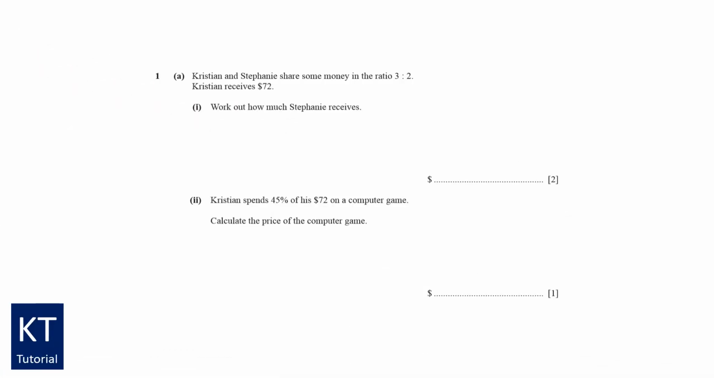Question 1a. Christian and Stephanie share some money in the ratio of 3 to 2. Christian receives $72. Work out how much Stephanie receives. Stephanie's share would be 72 times 2/3.